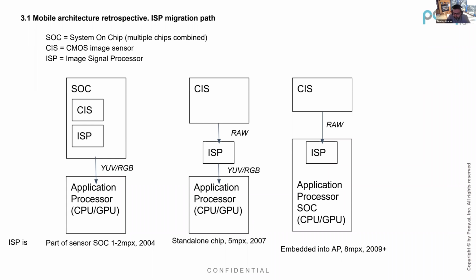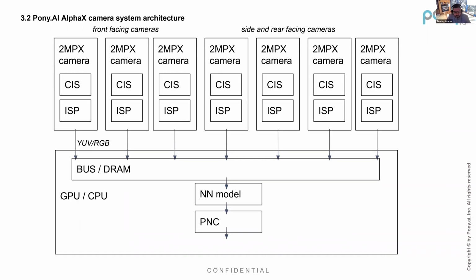And later, from 8 mega in mobile, the ISP just became a part of the SoC with the GPU, with the same RAM and bus, an architecture driven by Google with Camera 2, and we worked on that architecture. And right now, this is our Alpha X system on a very top level.